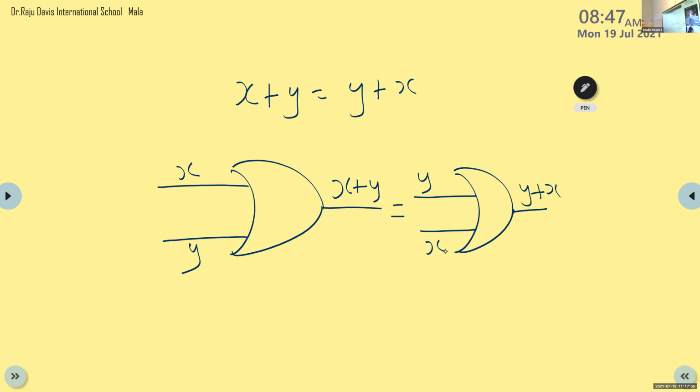Okay. This is the logic circuit for first commutative law, that is commutative law based on OR gate. So draw one OR gate. The first input is x and second input is y. So the final output is x plus y, which is equal to another OR gate. The first input is y, second input is x. So the output is y plus x. Then draw the logic circuit for second law, second commutative law, that is law based on AND gate.